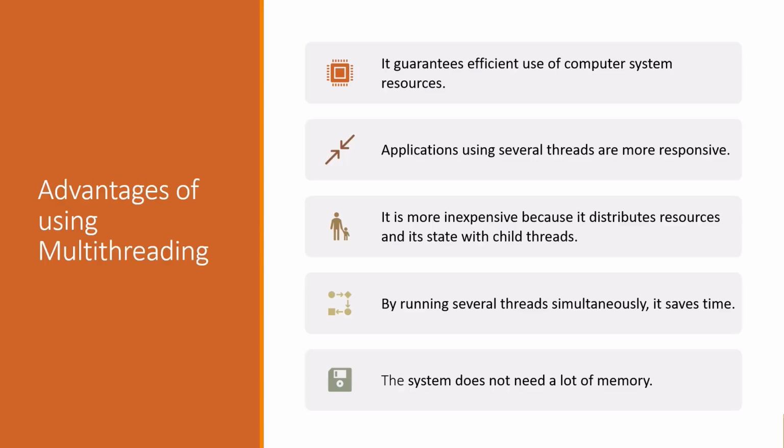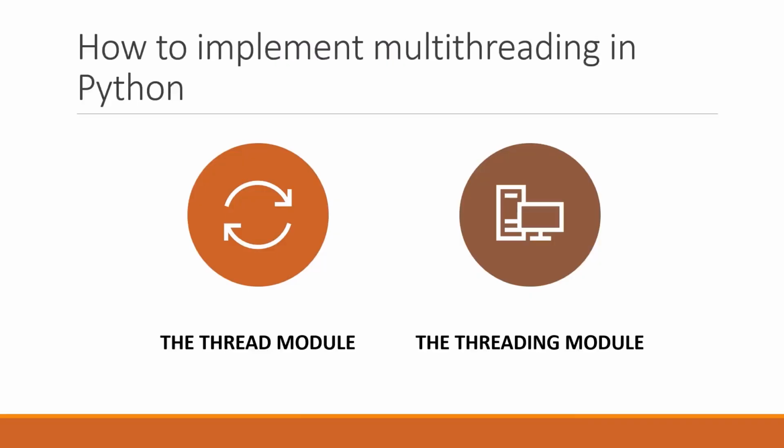Now, I hope with this you all get an idea related to multi-threading. Now let's move forward and discuss how we can implement multi-threading in Python. So in order to manage threads in Python, there are two primary multi-threading modules.